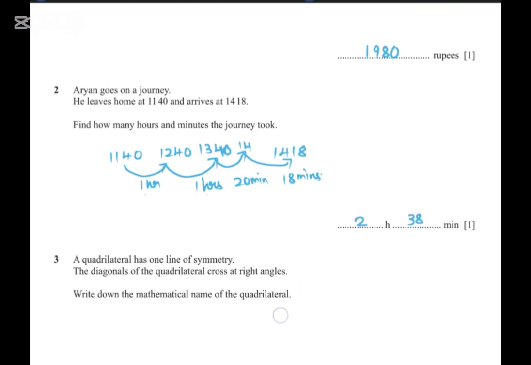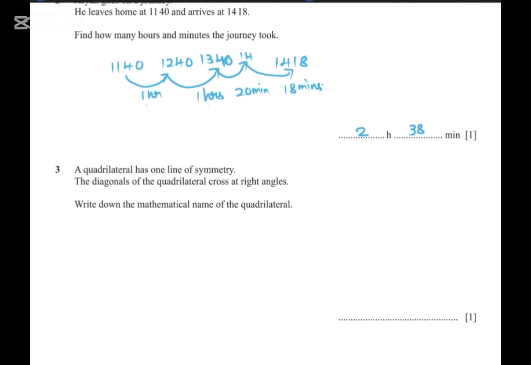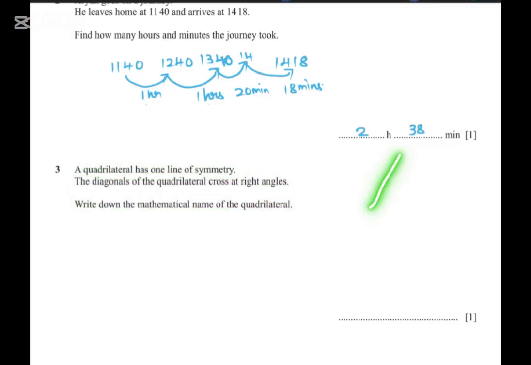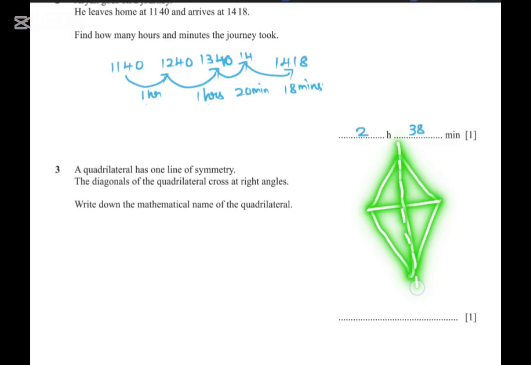Question 3. A quadrilateral has one line of symmetry. The diagonals of the quadrilateral cross at right angles. Write down the mathematical name of the quadrilateral. The quadrilateral means it has 4 sides. Now only one line of symmetry is a kite, because it has only one line of symmetry. You can see here, this line is the symmetrical line, and when the diagonals are drawn, they cross at 90 degrees. So it is a kite.